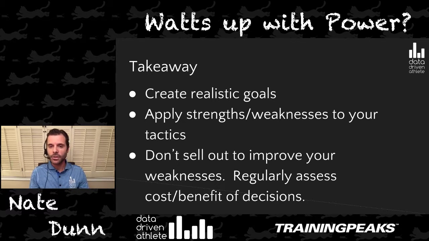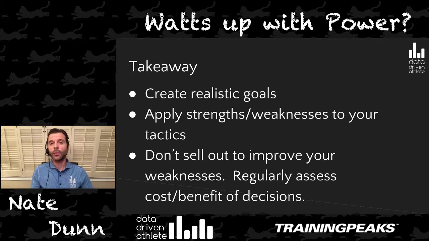And then again, like we just mentioned, in terms of directing your training, don't sell out your training just to improve your weaknesses. You want to make sure that you're regularly assessing the cost and benefit of your training decisions. So if you do come to the conclusion that you want to spend some time on your 5-second power, make sure that you're tracking what that actually means. If you spend 5 weeks doing a lot of sprint work, did you get any benefit from that? What did that do to your power at lactate threshold? What did that do to your strength, which is time trialing, when you spend all this time doing sprint work? Did it make any difference?